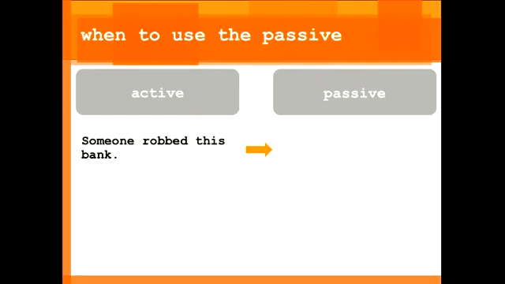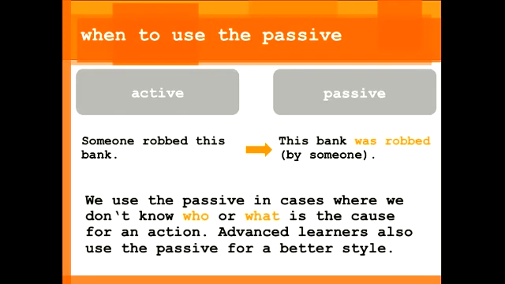Now we have an active sentence here, someone robbed this bank, and in the passive the sentence becomes this bank was robbed by someone. And we can already see when we use the passive. The by someone does not really need any additional information to the sentence because we just don't know who robbed this bank. So the explanation here is we use the passive in cases where we don't know who or what is the cause for an action.